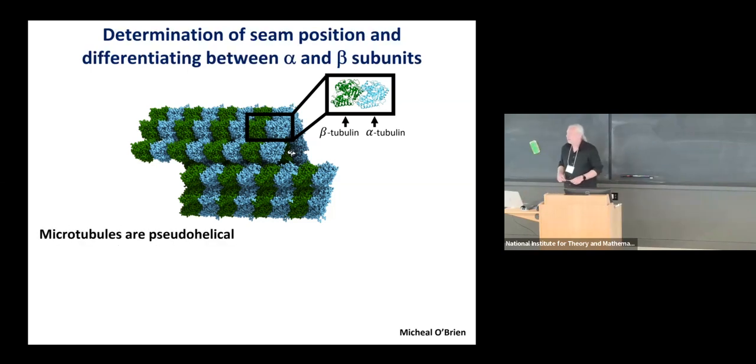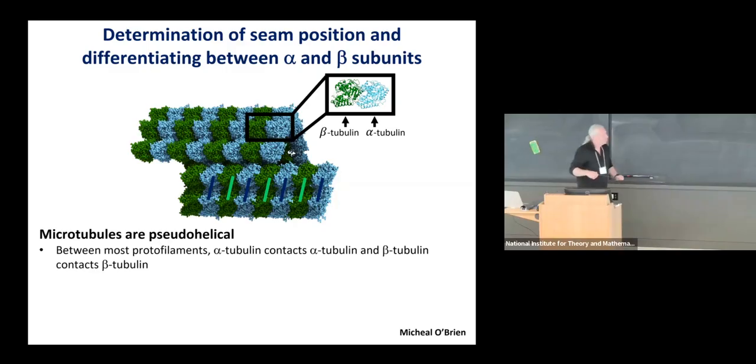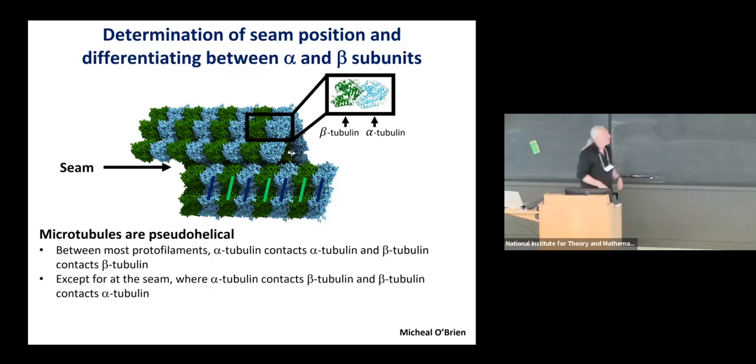All right. So then the next question is, can one determine seam position and alpha and beta subunits? Okay. So what do I mean by that for people who aren't familiar with this? Okay, so microtubules aren't a true helix. They're pseudo-helical. And so what I mean by that, okay, if you look at the connection between most protofilaments, it's alpha next to alpha, beta next to beta. And that's true most places in the microtubule, except for one particular place called the seam, where you have alpha next to beta.